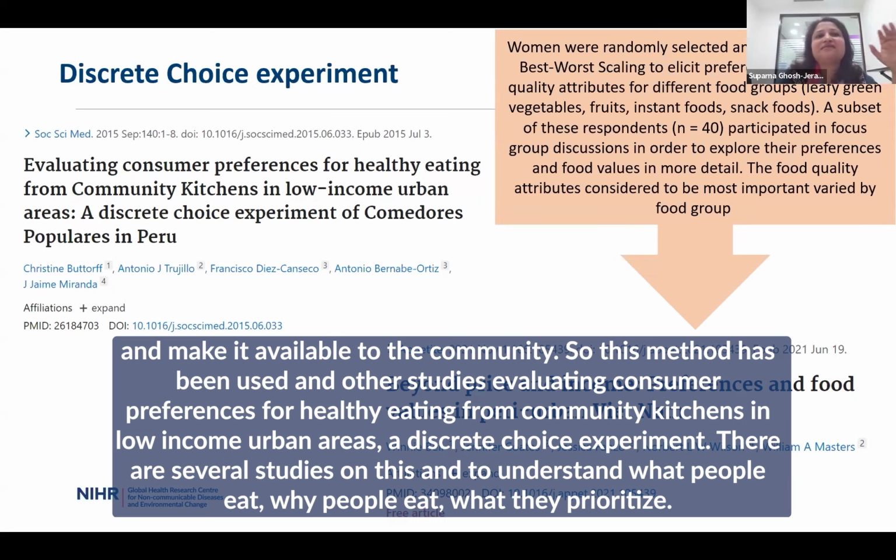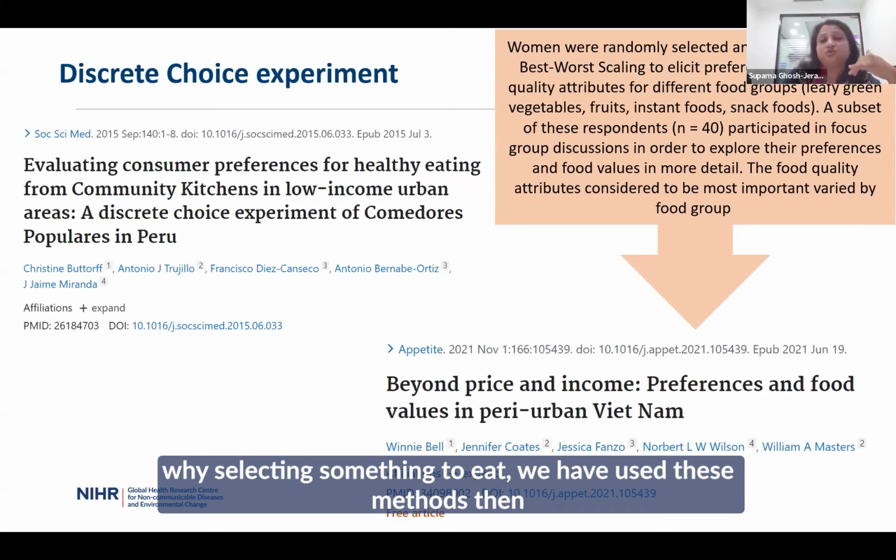This method has been used in other studies evaluating consumer preferences for healthy eating from community kitchens in low income urban areas, a discrete choice experiment. There are several studies on this, and to understand what people eat, why people eat, and what they prioritize while selecting something to eat, we have used these methods.